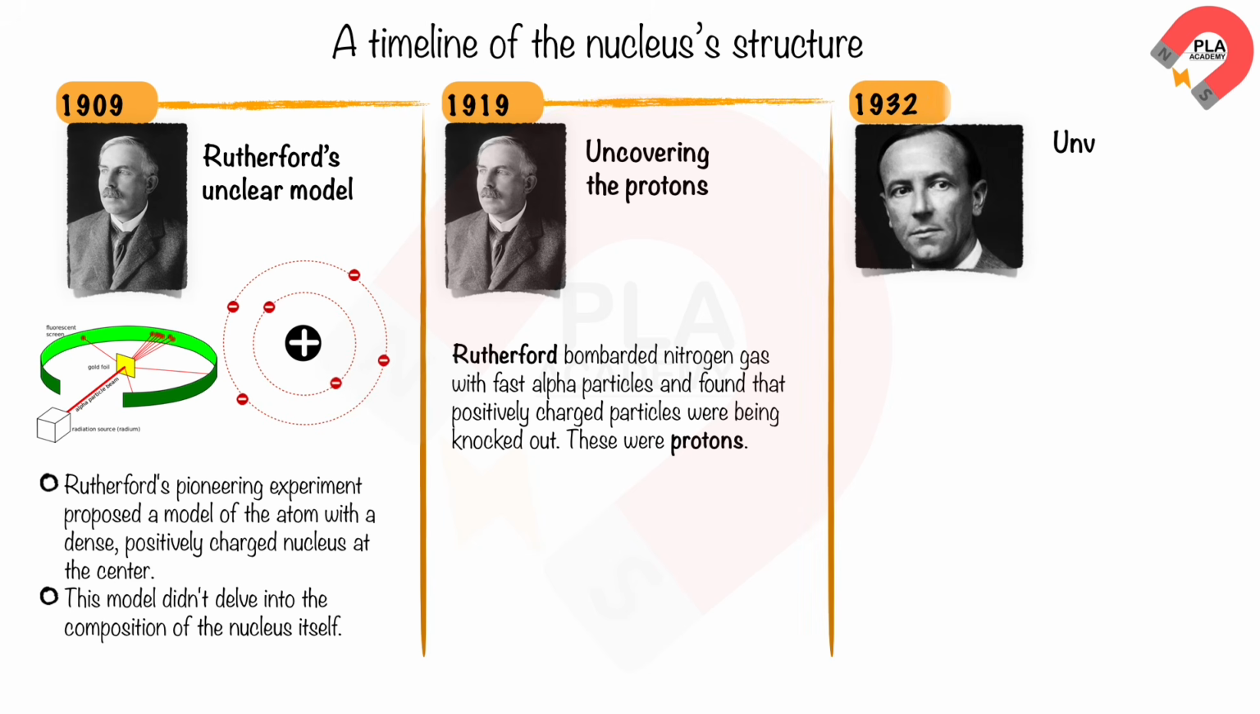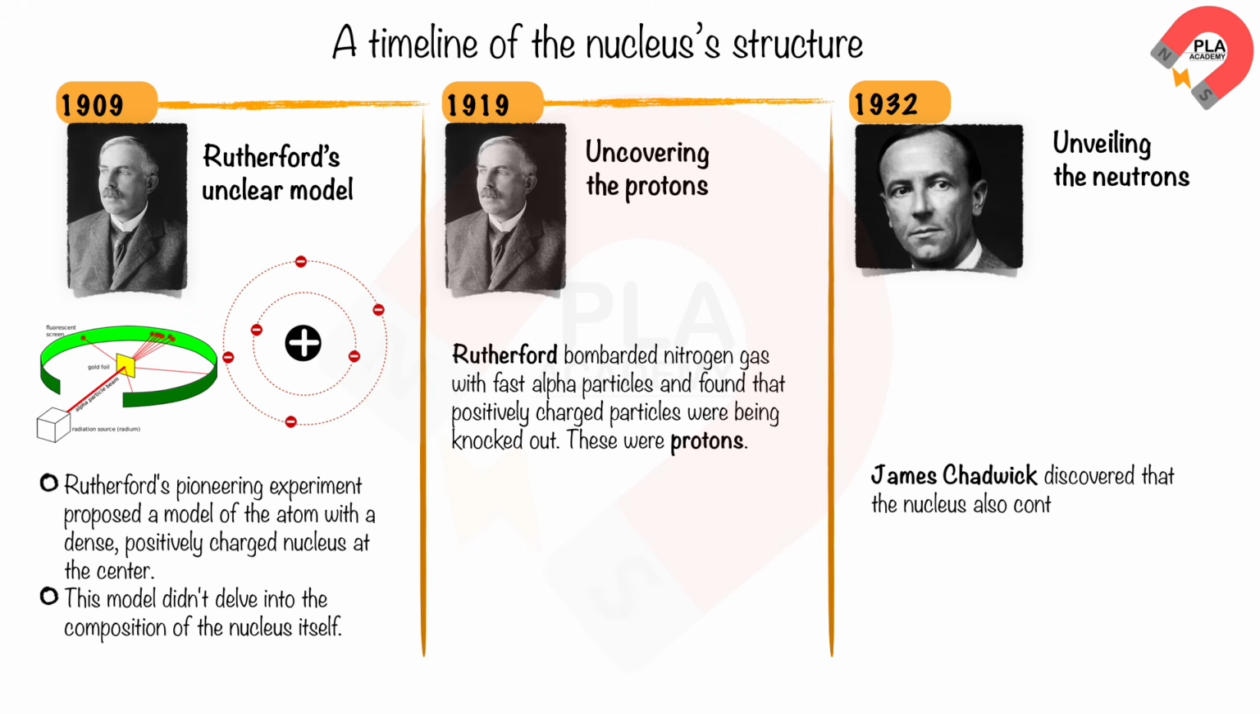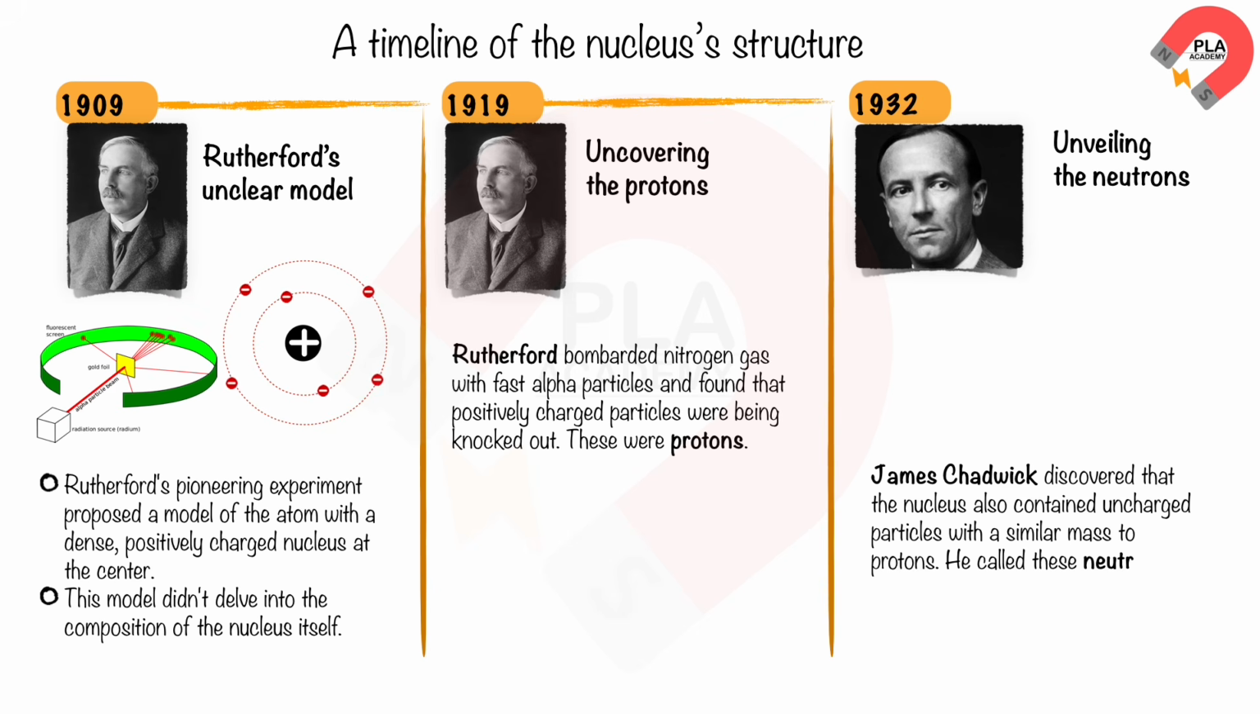In 1932, unveiling the neutrons. James Chadwick made another groundbreaking discovery. He identified the presence of uncharged particles with a mass similar to protons within the nucleus. These uncharged particles were named neutrons, completing our understanding of the basic building blocks of the nucleus. James Chadwick won a Nobel Prize for his discovery of the neutron.